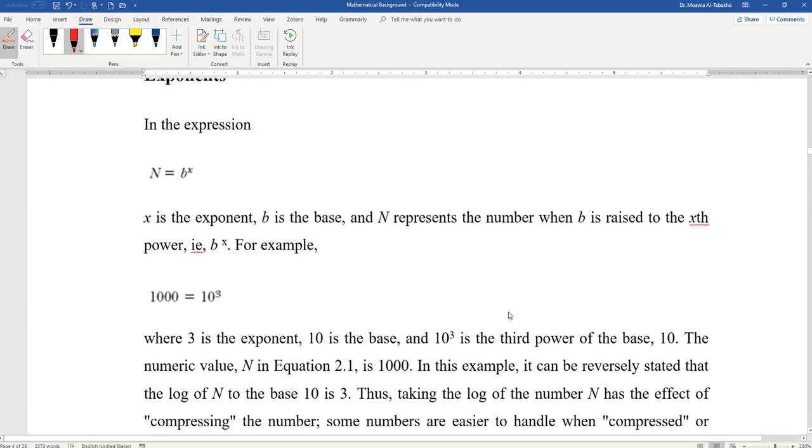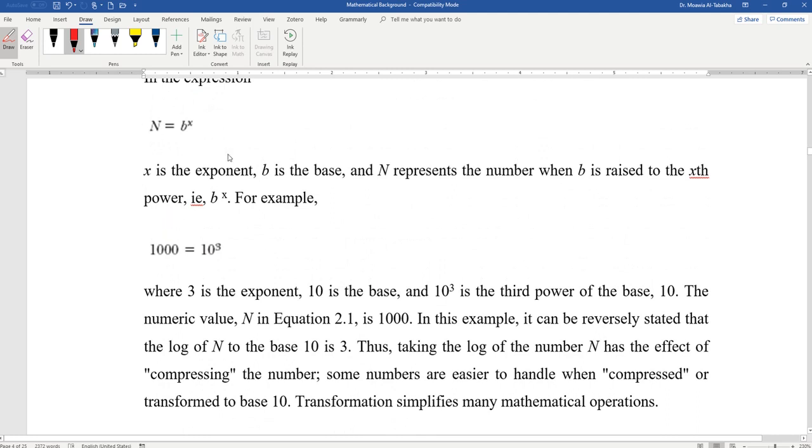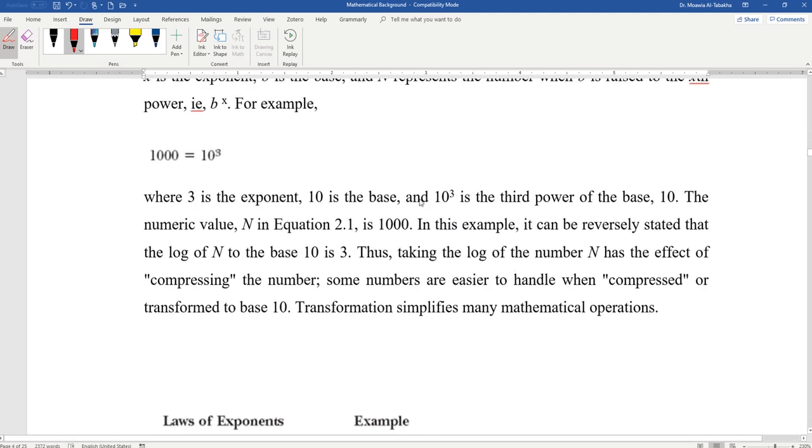Okay, other things that you need to be aware of, which are exponents. Exponents meaning to the power. When you say e to the power of 3 or 10 to the power of 3, this is what we mean by it. When you have a power, then you have an exponent. For example, we can convert 1,000, which does not have any exponent, to an exponent number, which is 10 to the power of 3.